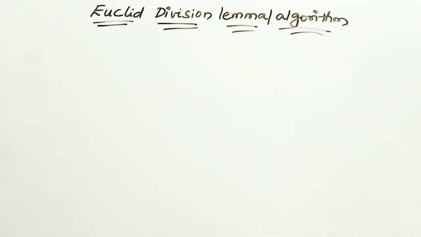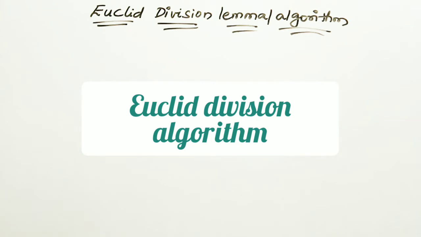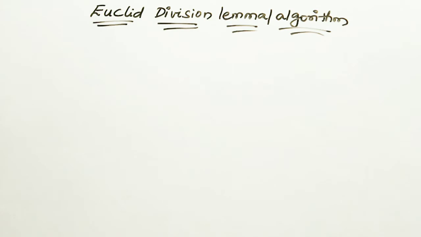Okay, our first exercise of real numbers, and the topic of that exercise is Euclid division lemma or algorithm. What is Euclid division lemma or algorithm? This algorithm is used for finding the highest common factor. It is useful for calculating the highest common factor of very large numbers and it is stated for all positive integers.